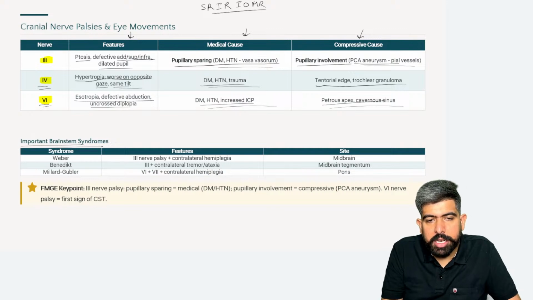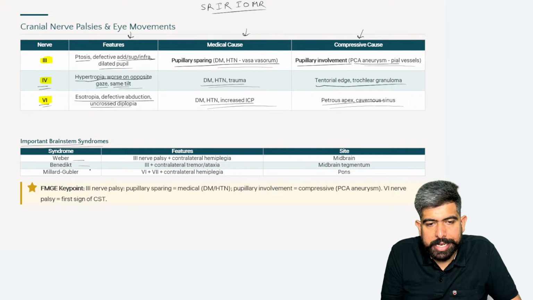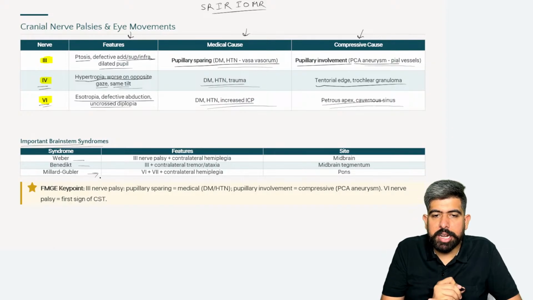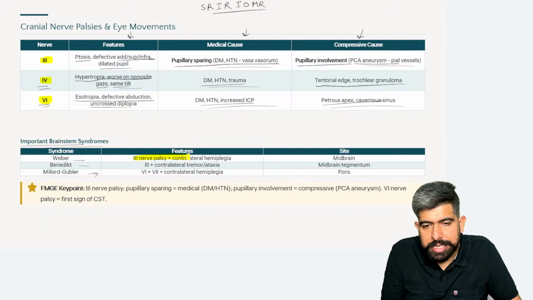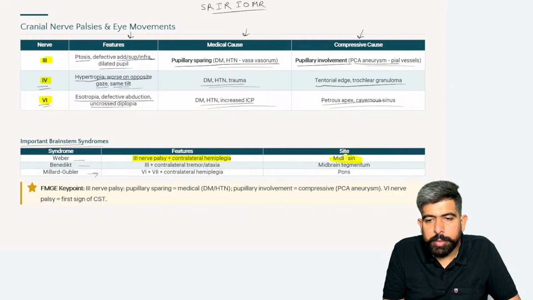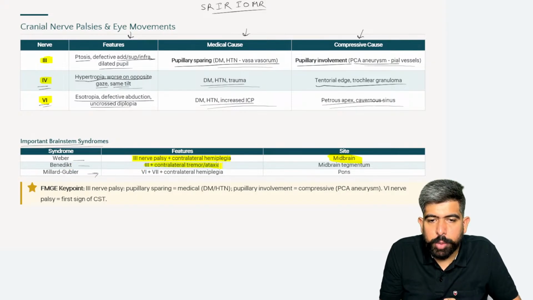Now, important, the brainstem syndromes can be Weber's, Benedikt's, and Millard-Gubler. What will be the features in these? Please remember third nerve palsy and contralateral hemiplegia, right at the site of the midbrain, is involving Weber's. In Benedikt's, there will be third nerve palsy with contralateral tremor and ataxia.